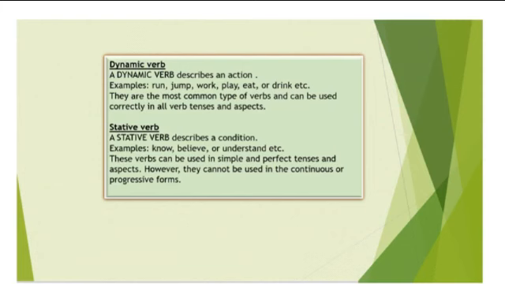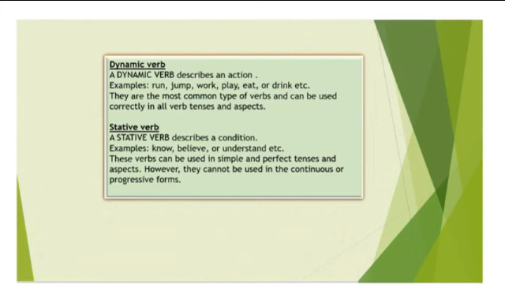On the whole, we understand a dynamic verb can be used in any tense and any aspect comfortably, but stative verbs cannot be used in continuous or progressive forms. I could say that most of the time we cannot use them.